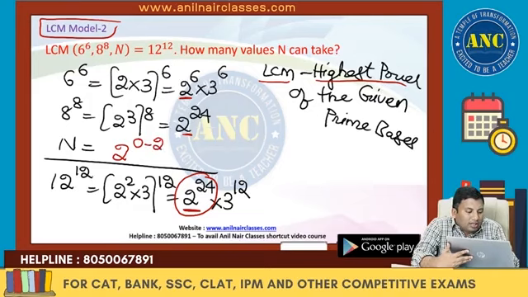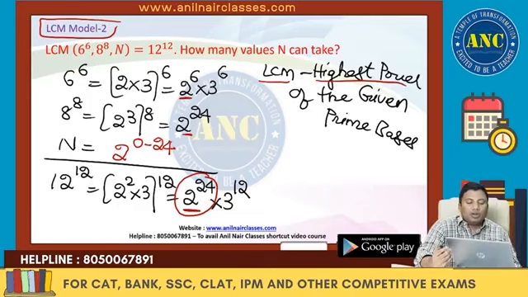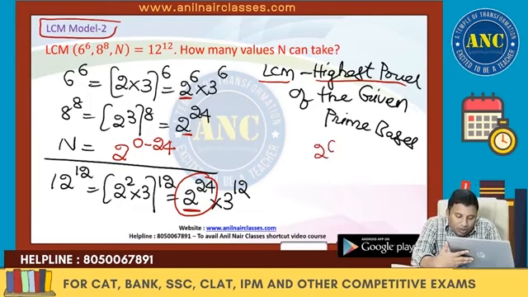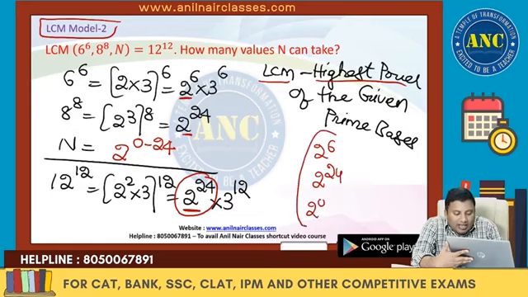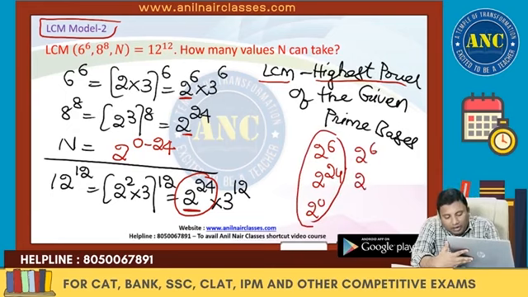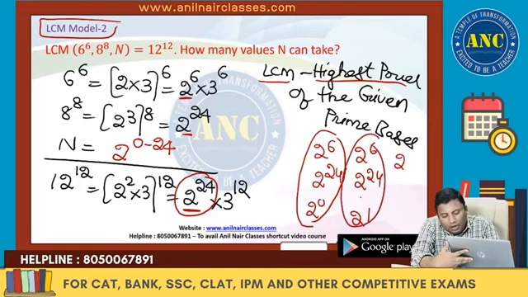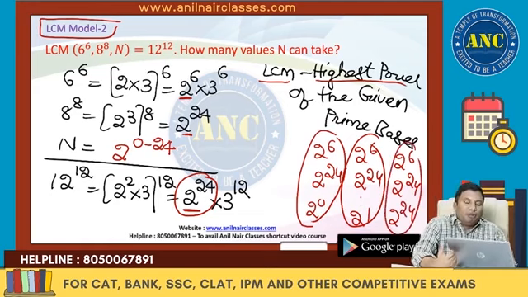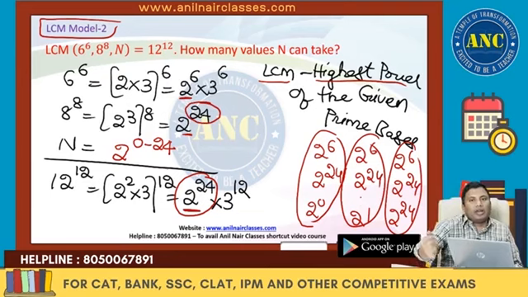So n will take any value from 0 to 24. Why? Because 2 power 6, 2 power 24, 2 power 0. What is highest? 24. 2 power 6, 2 power 24, 2 power 1. What is highest? 24. 2 power 6, 2 power 24, 2 power 24. What is highest? Again 24. Because the highest is there in the second value, the third value can take anything from 0 to 24.